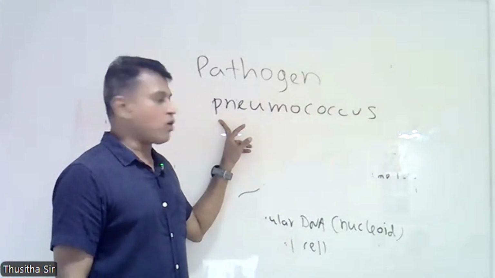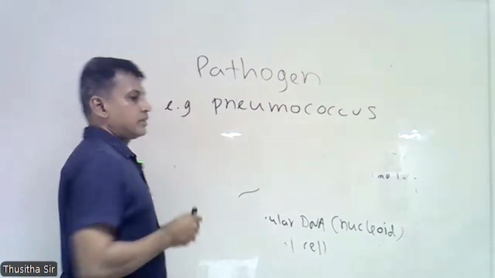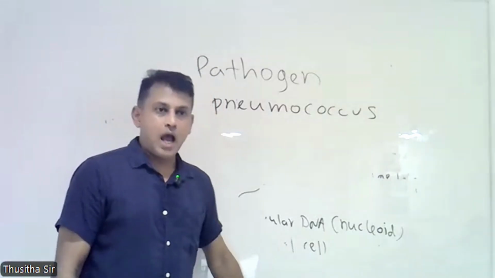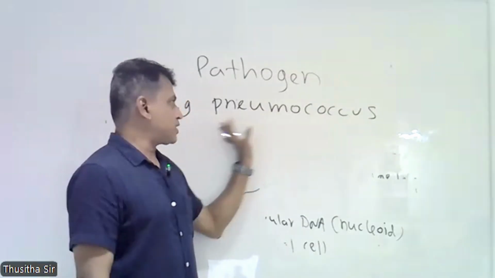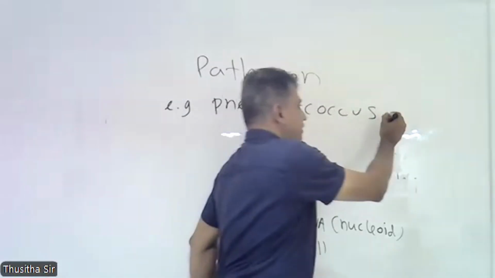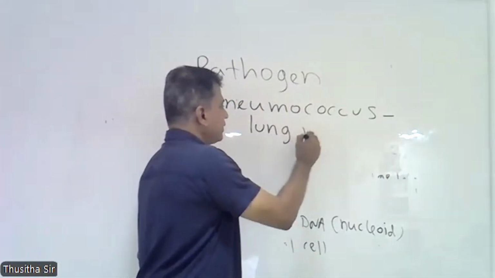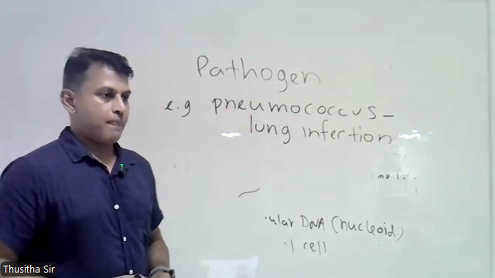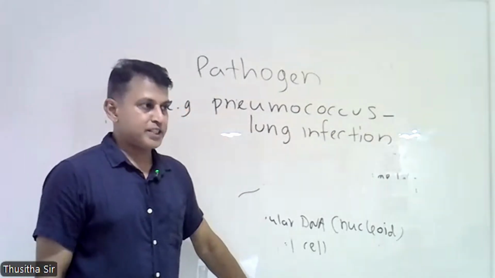So you write here pneumococcus. Example: some bacteria are pathogens, that means they can cause disease. The name is pneumococcus. In front of the pneumococcus you can write: they infect the lung, lung infection. Pneumococcus, lung infection.